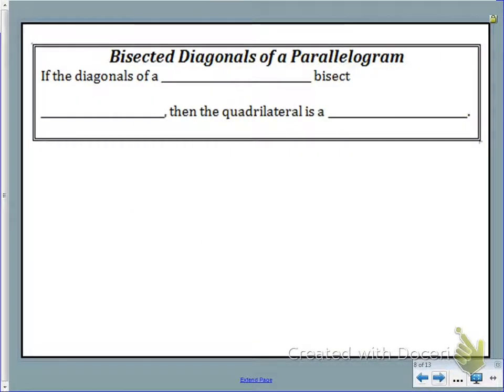All right, another fact that we could use to prove it's a parallelogram is the diagonals. One of the traits we know about parallelograms is that the diagonals bisect each other. So we can show that to be true if the diagonals of a quadrilateral bisect each other, then the quadrilateral is a parallelogram.